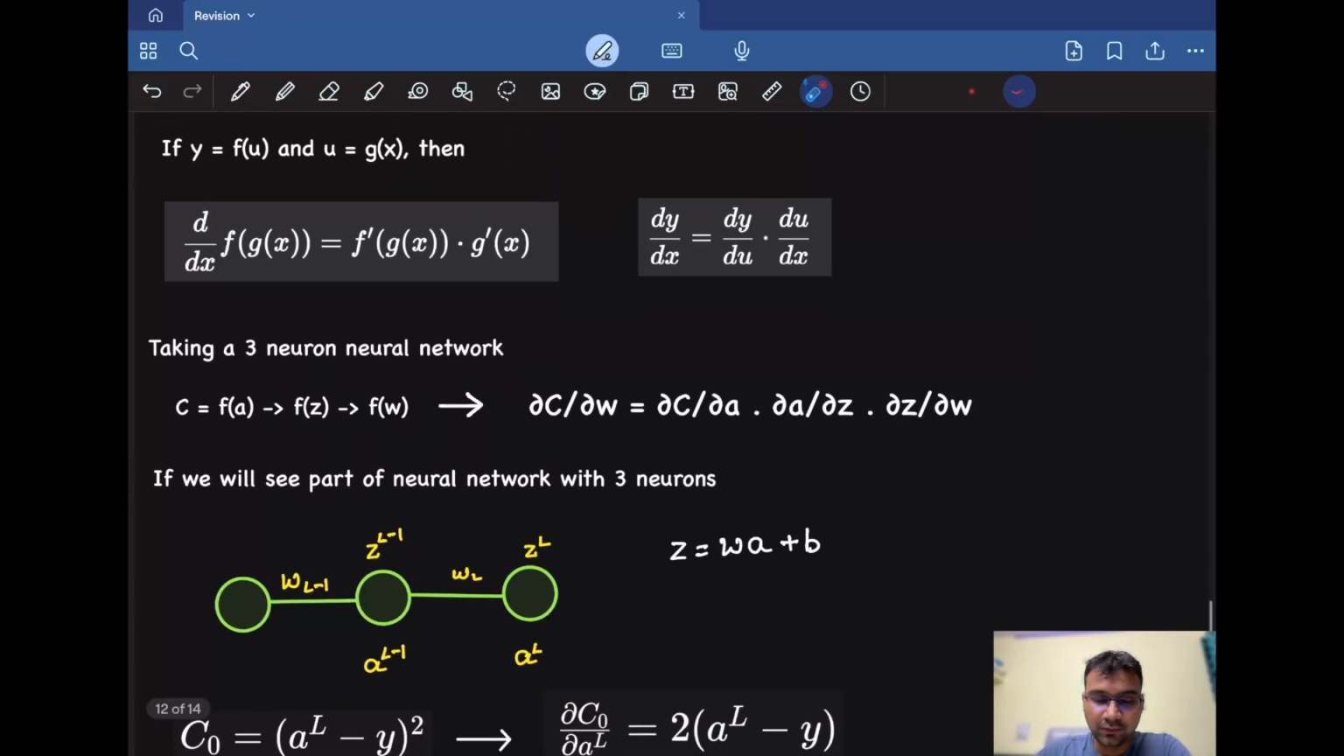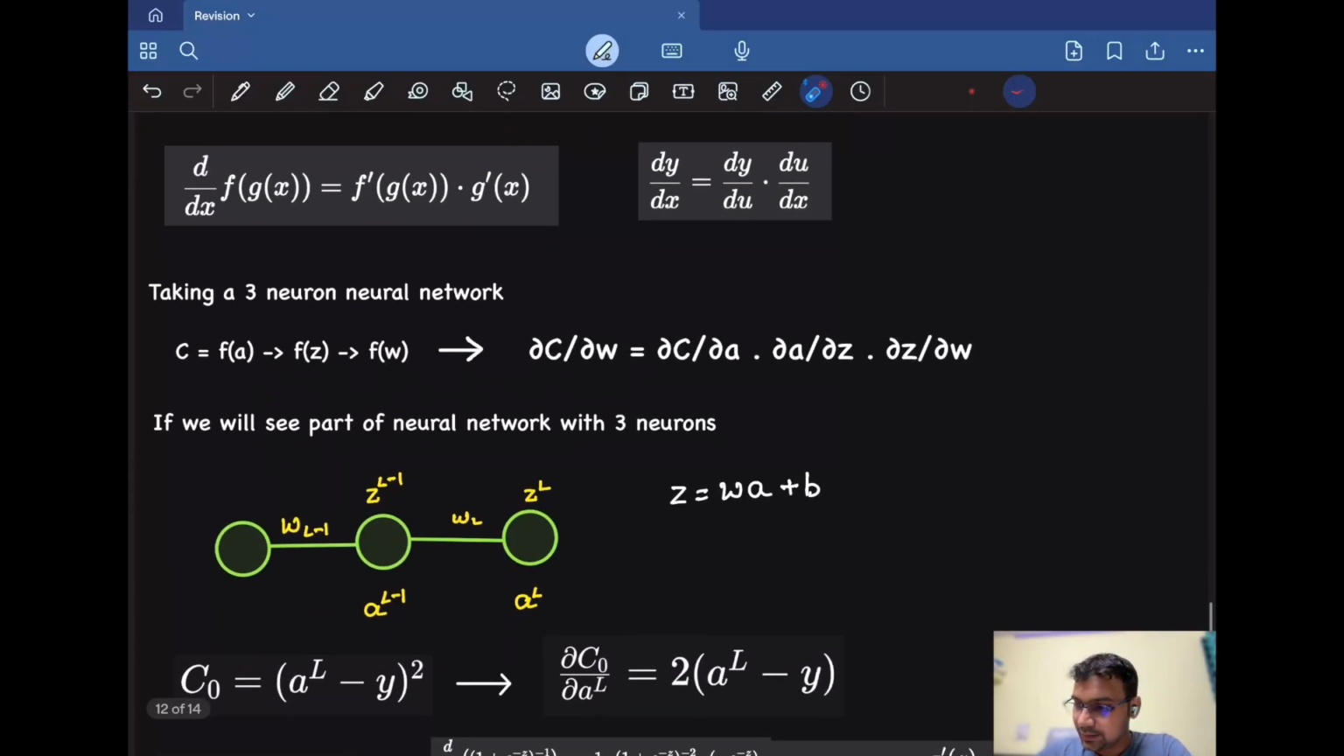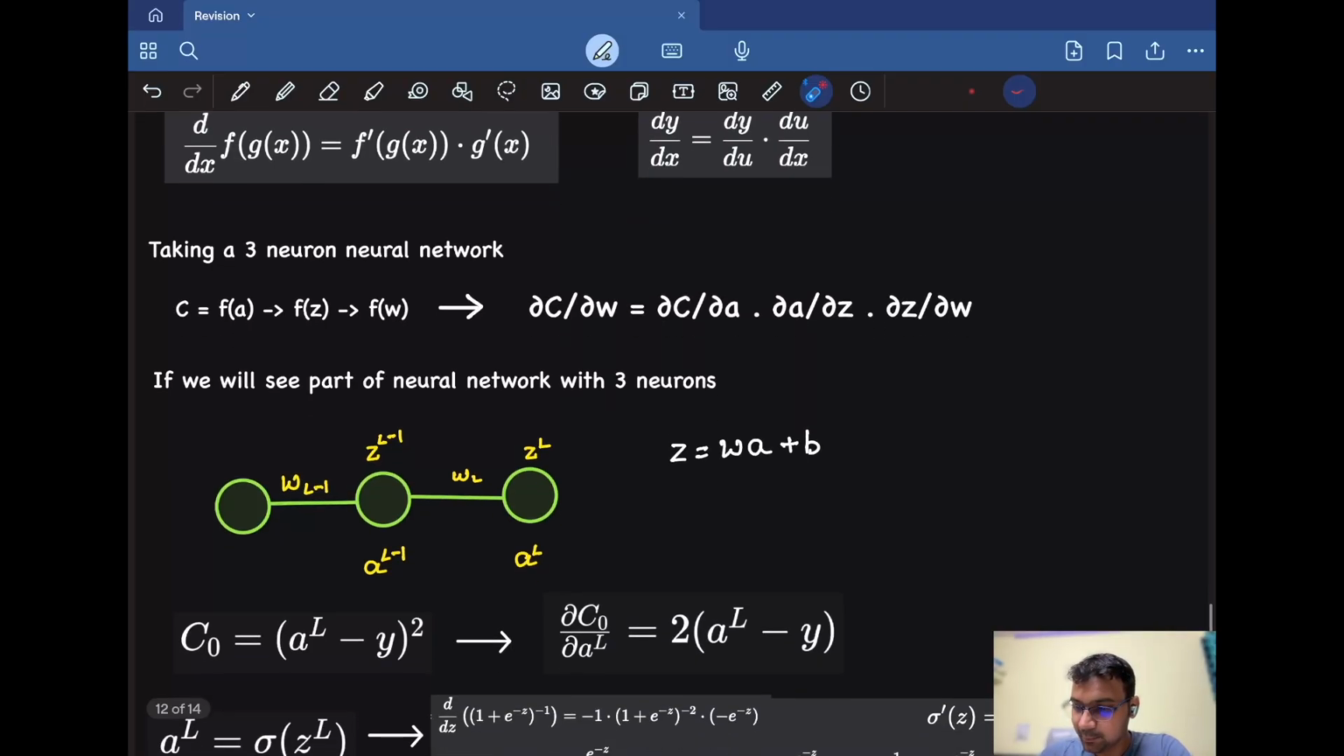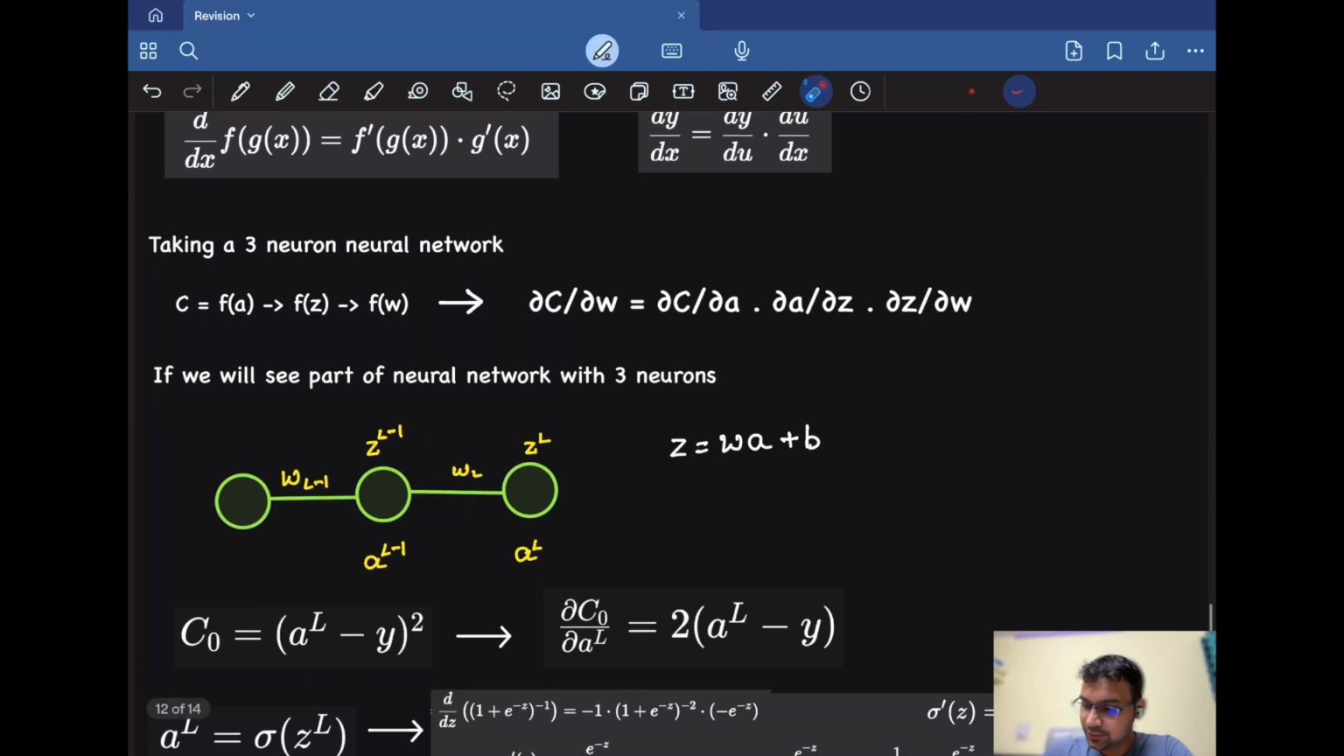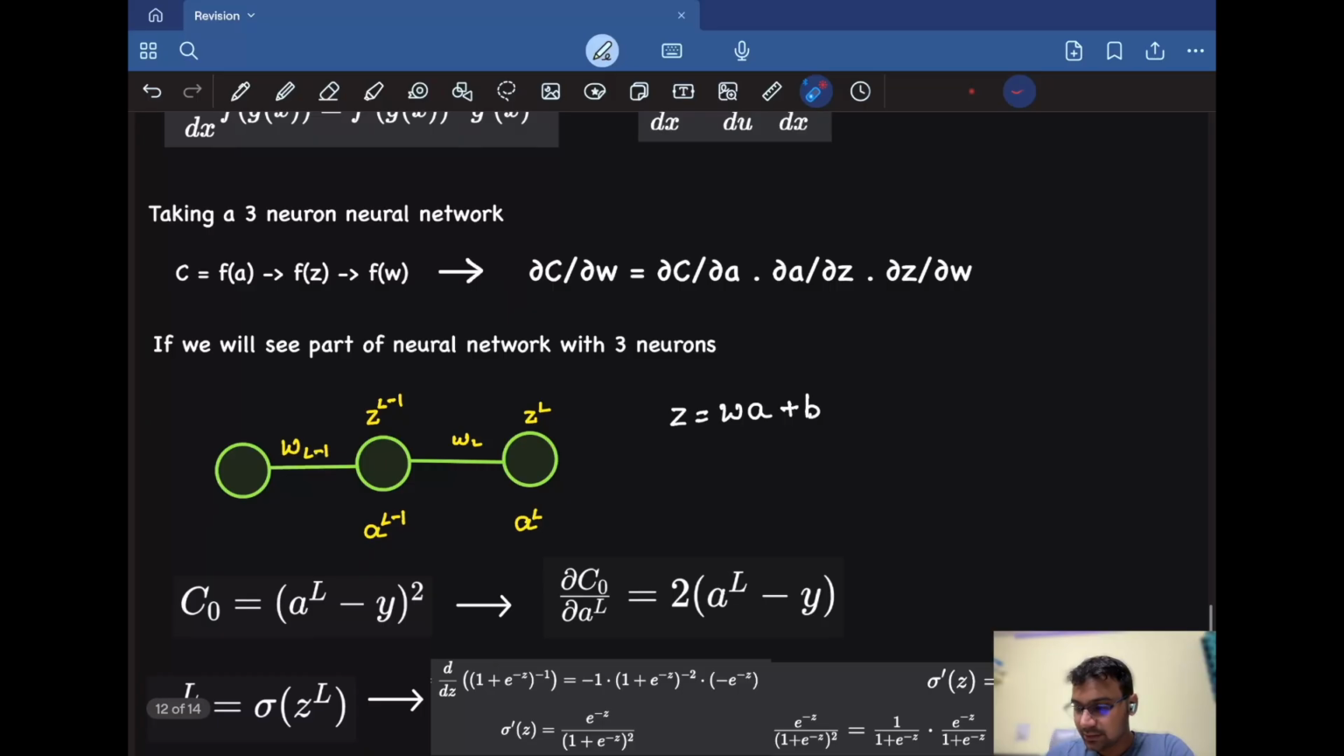Okay, so to understand this calculus part, we will take a part of our neural network, a three neuron system. This is the output layer. This is the middle layer, which we have in our neural network. Our neural network also has three layers, first, second, and third. It can have more than three or n number of layers, but the same logic applies to that as well. So we have taken this part of our neural network. This AL is the activation value of the final layer.